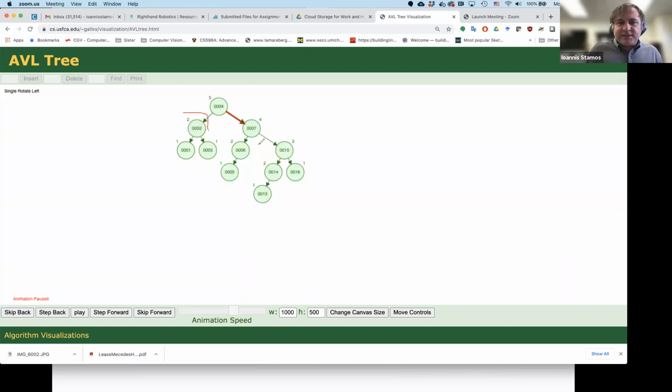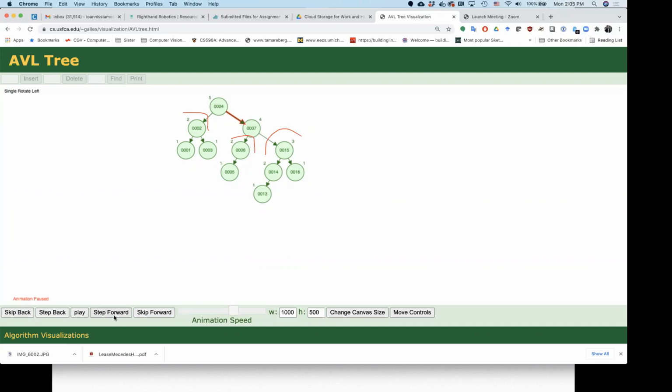That's the first one, the X in the single rotation. That's the second one, the Y, and that's the third one, the Z. So the only thing you will do, you put 7 to the top, 4 to its left, and then the subtrees will follow.